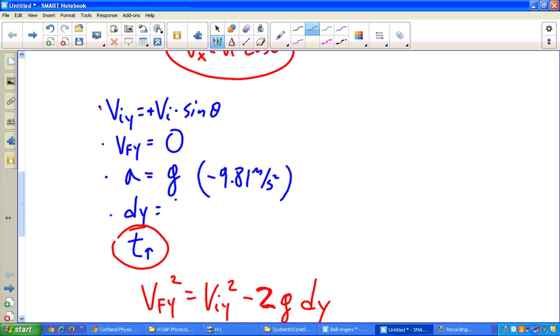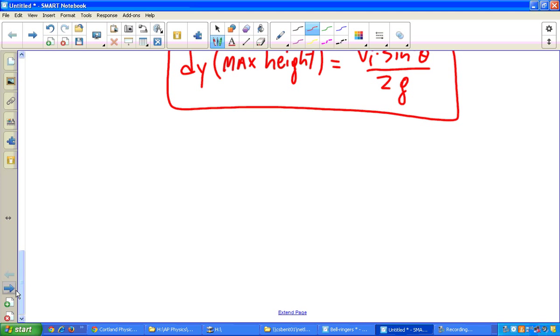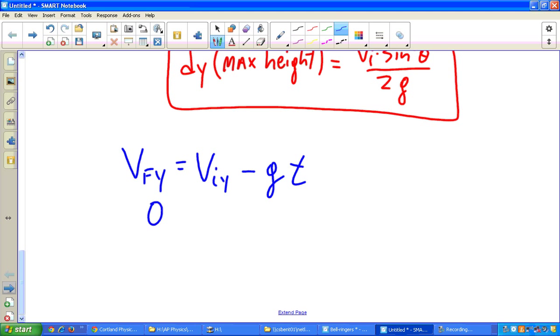I'm again going to use the three pieces of data I have: the VF, the VI, and the acceleration of gravity. This time I'm going to use the equation VF equals VI plus AT. And again, just because gravity is negative, I'm going to put that in right now. So again, at the top, the velocity is 0. My expression for my initial velocity in the vertical direction is VI times the sine of the angle.